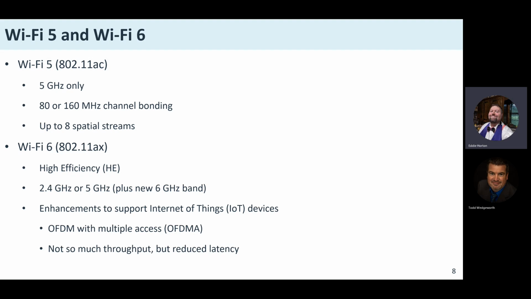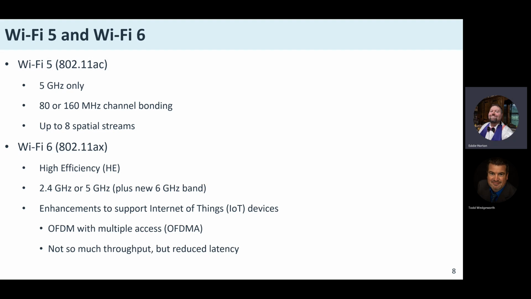So now we've got AC and AX. AC is also sometimes called Wi-Fi 5. It is 5 gigahertz only. And it'll use 80 or 160 megahertz channels. And it does this thing called spatial streaming. Basically, spatial streaming is using the antennas to sort of beamform the signal towards you, essentially, to get faster speeds.